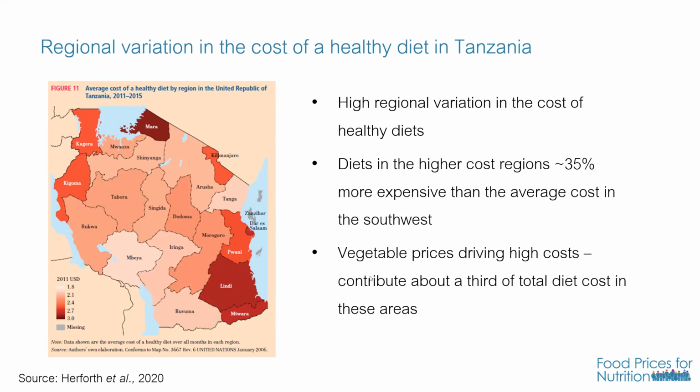And this is important because what you can do with the cost of the healthy diet indicator is to look at which food groups are driving these costs. In this case, vegetable prices are driving these high costs. So they contribute about 1/3 of the total cost in these areas. And this is a helpful thing to know when you're trying to figure out what to do about the high cost of a healthy diet.